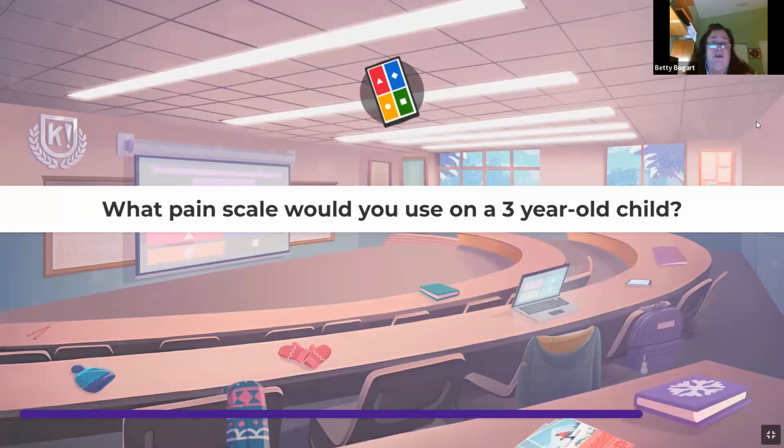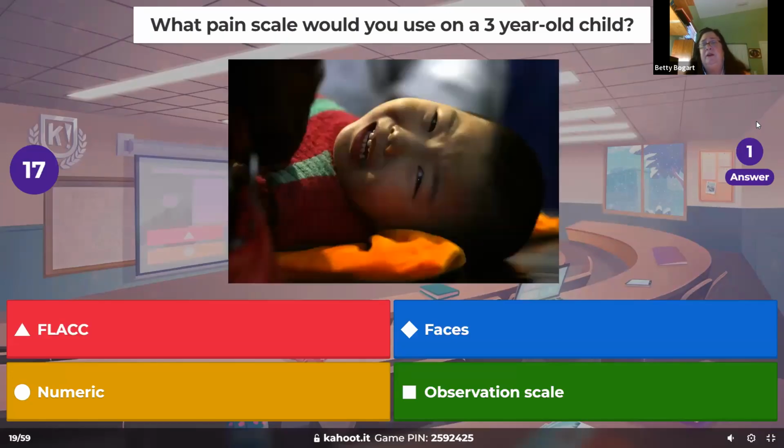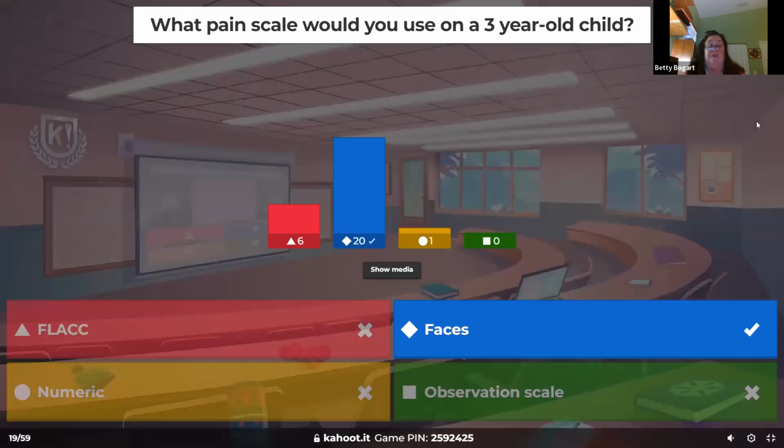What pain scale would you use on a 3-year-old child? This is a preschooler. What pain scale is now used on preschoolers? And that's faces. FLACC is for your infants and toddlers. Once they become a preschooler, age 3, it is the faces scale. And then at age 8 it is numeric, according to the book.